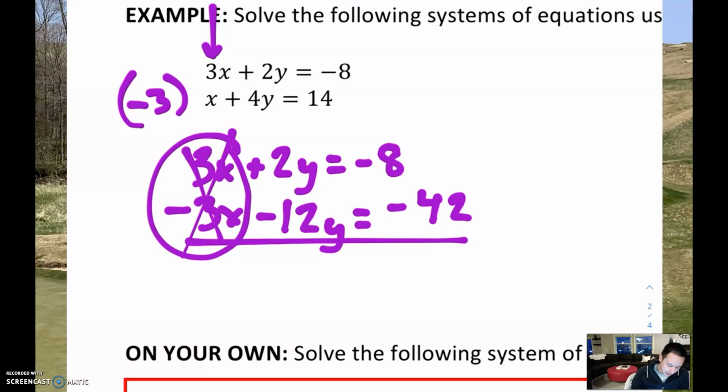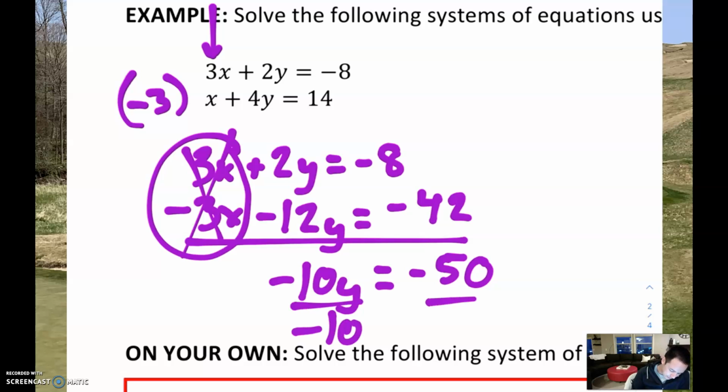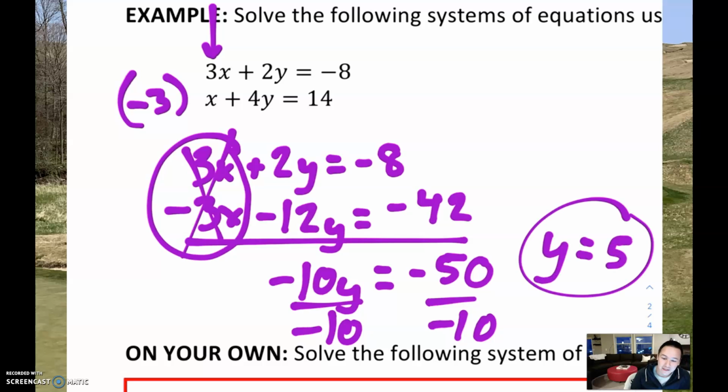So then we have 2y and negative 12y. We can add those together, and it becomes negative 10y. And if you add negative 8 and negative 42, it becomes a negative 50. And then we're just going to divide by negative 10, which gives us y equals a positive 5. A negative 50 divided by negative 10 makes it a positive 5.